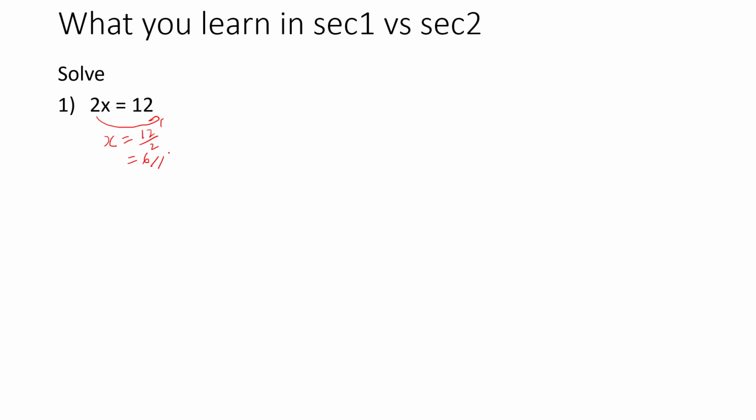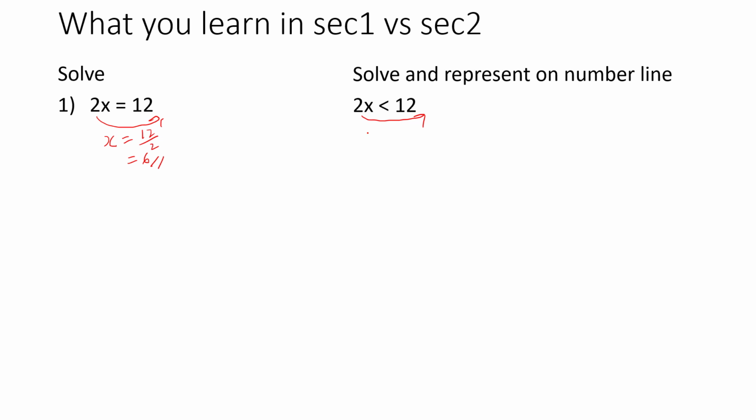What about the inequality that we are going to learn? So a similar question in inequality will look like this. 2x is less than 12. Solve and represent on a number line. So the working is actually identical. You move the 2 over to the other side. So you get x is smaller than 12 divided by 2, because times you move over, it becomes divide.